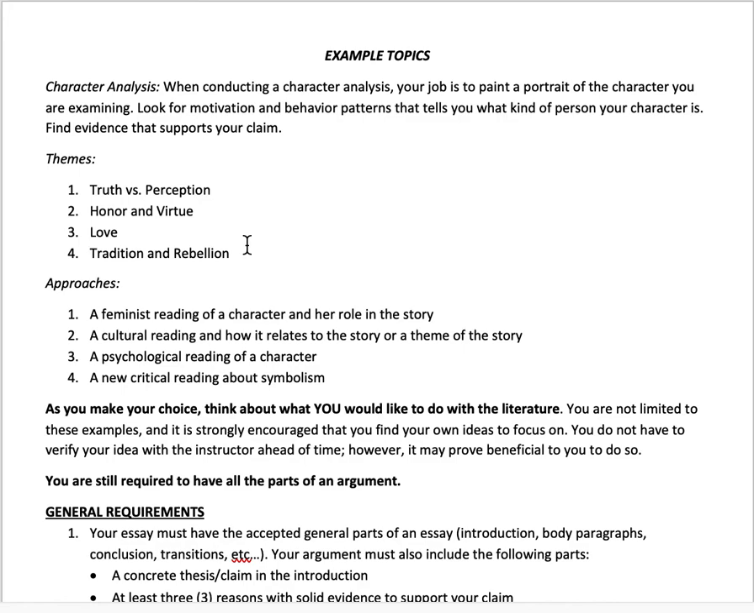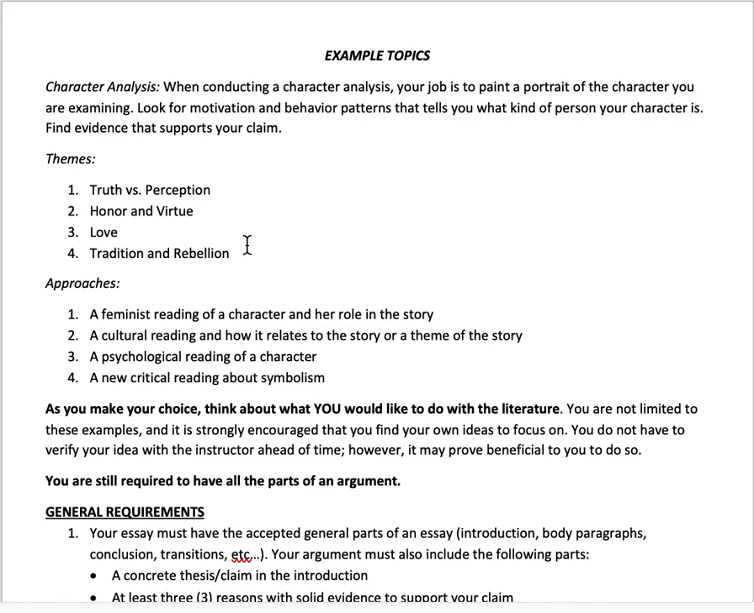Just make sure that you're using the language of literary analysis when it comes to understanding character and characterization. So things like round, dynamic, flat, static, main, primary, secondary, antagonist, protagonist. And then make sure that you're pulling in quotes that show that character being X, Y, or Z.